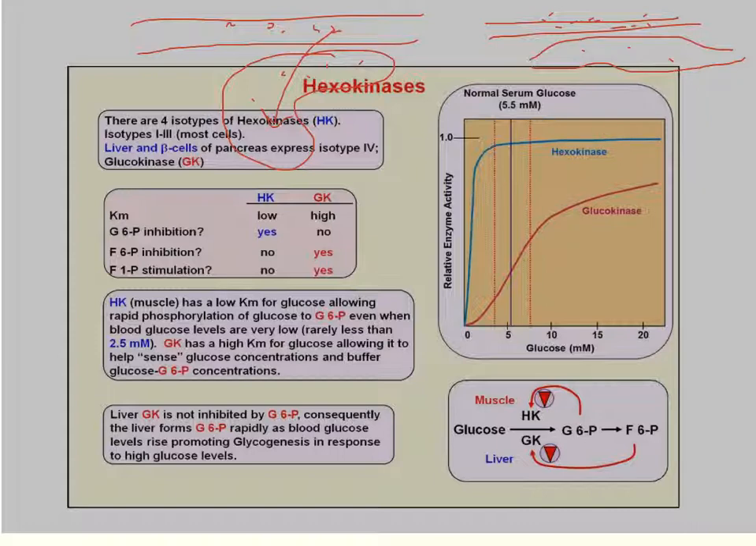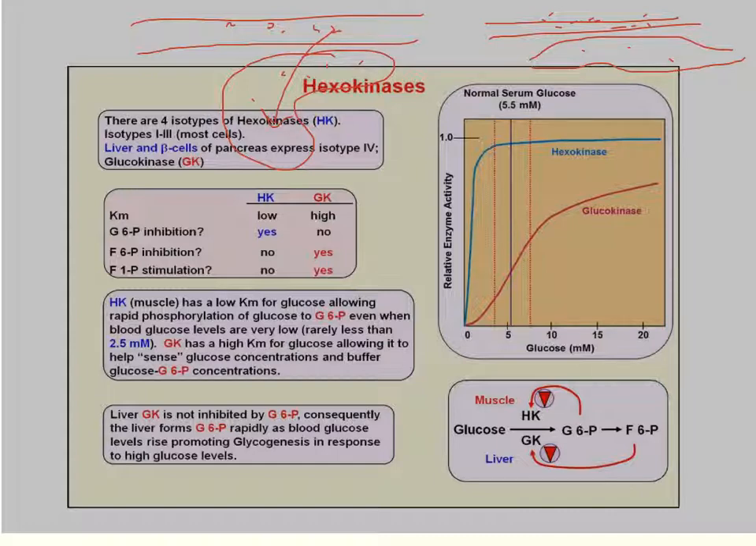Now, glucokinase has one other important distinction from hexokinase. With hexokinase, the glucose goes in and hexokinase converts it to glucose 6-phosphate. Then when glucose 6-phosphate builds up, it feeds back and inhibits the hexokinase. But not so with glucokinase. Glucokinase is not inhibited by glucose 6-phosphate, because in the liver, glucose 6-phosphate can be used for several different things.